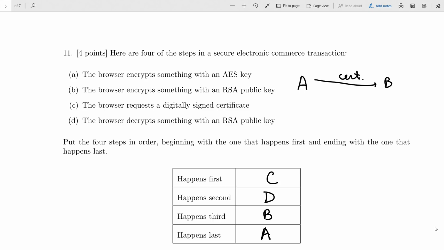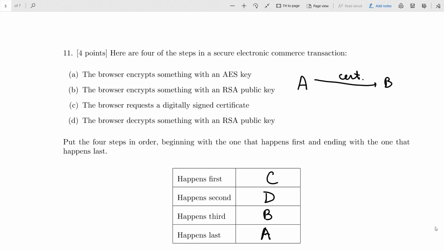That's what's in the certificate. And so the next step is the browser generates an AES key to use during the session and has to send it to Amazon. So it sends it securely by encrypting it with Amazon's public key.